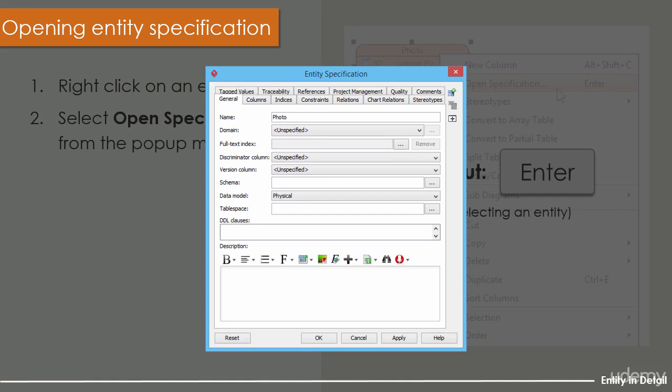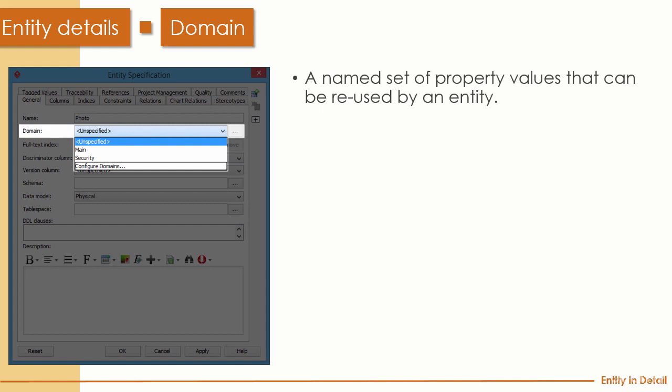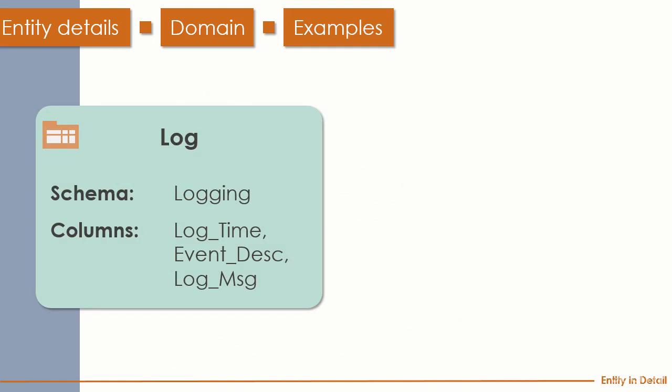Let's walk through some important properties in the specification dialog box. First is of course the name, but the first property below the name is called domain. Domain is a named set of properties that can be reused by any entities. Okay, it's very abstract. Let's give an example. For example, you have a log. You can define the log as a domain, and when the entity applies the log domain, it will come along with all the properties you set. For example, which schema it is in, or what columns are included.